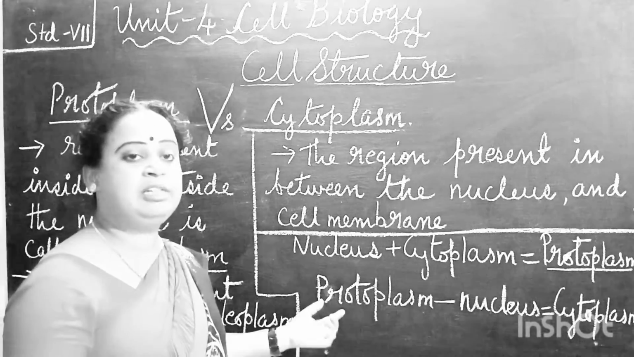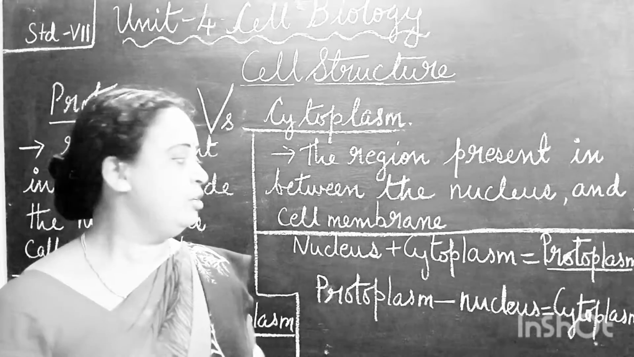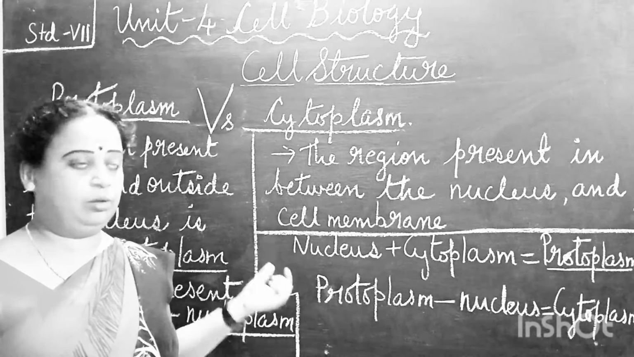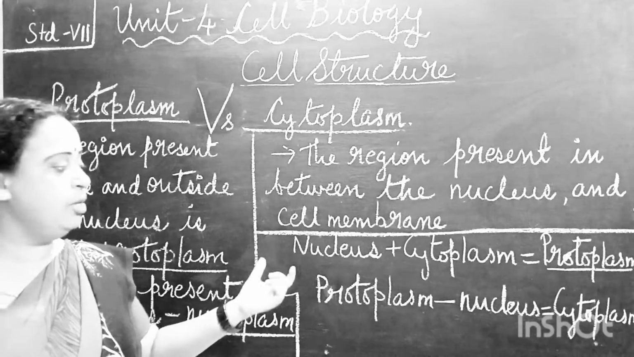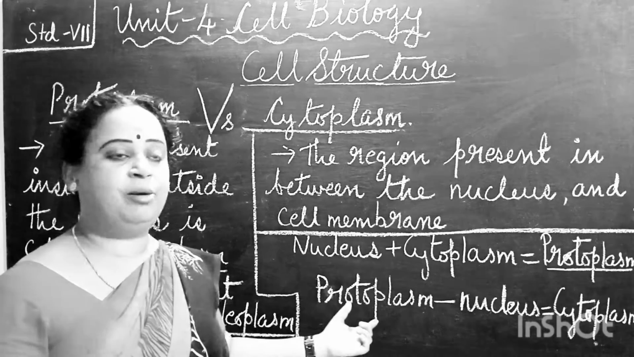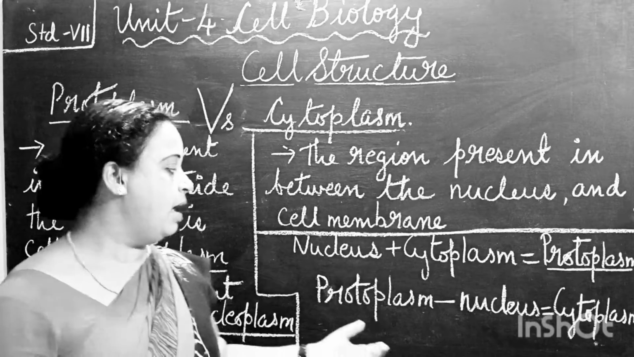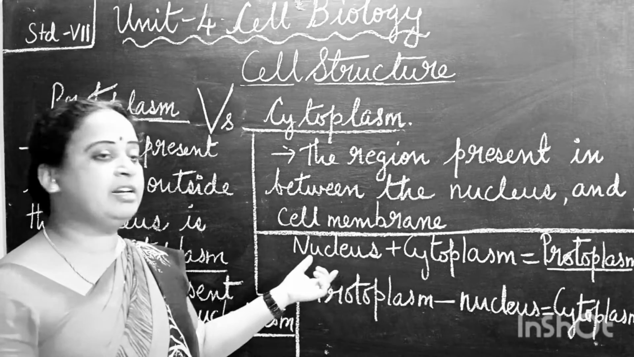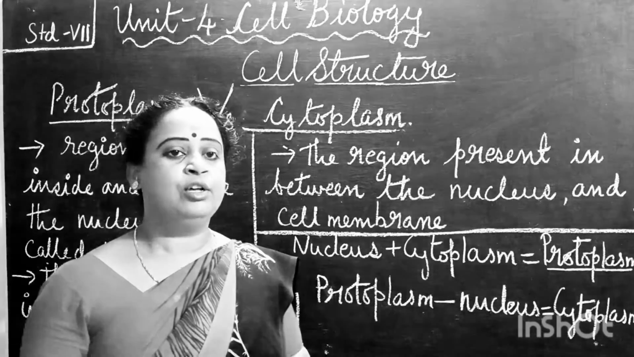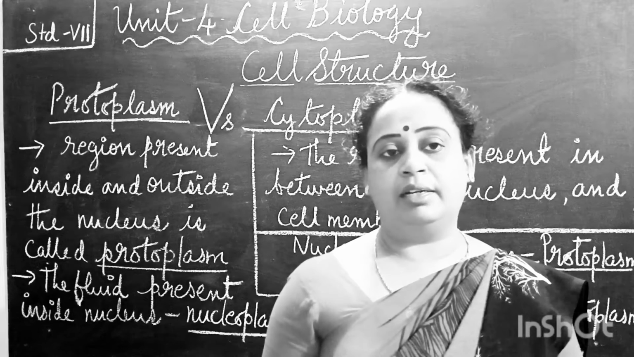So the formula is like this: protoplasm minus nucleus is equal to cytoplasm. In order to easily memorize the concept of cytoplasm and protoplasm, you just study this formula. I repeat the formula: nucleus plus cytoplasm is equal to protoplasm, and from protoplasm you just minus the nucleus, so that gives you the cytoplasm. Understanding? So hope you understood the difference between protoplasm and the cytoplasm.